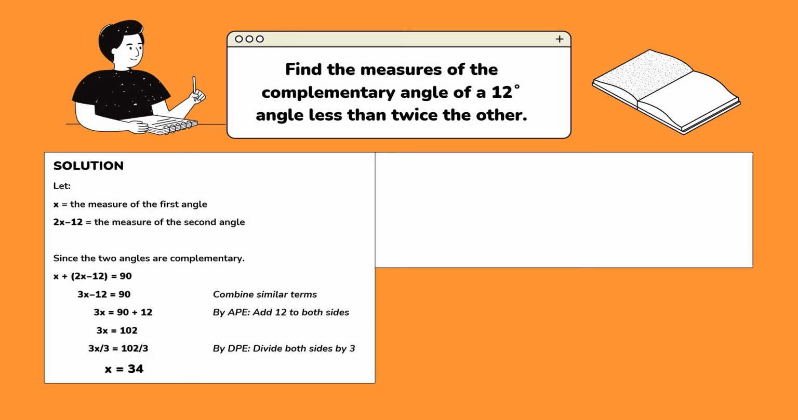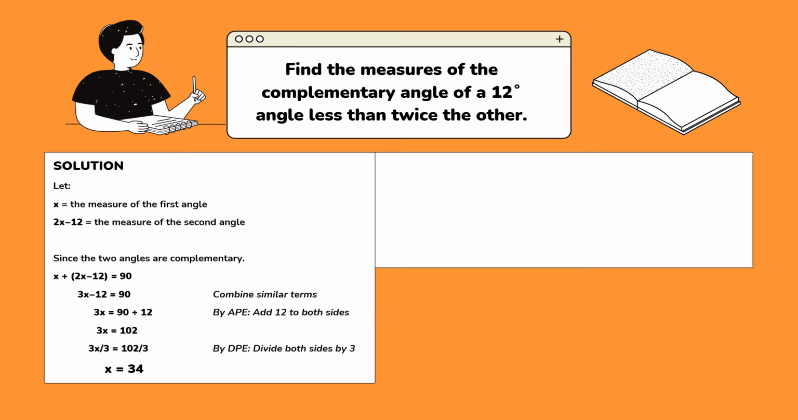For the solution, let x be the measure of the first angle, okay? Then 2x minus 12 be the measure of the second angle. Now since these two angles are complementary, it should be equal to 90 degrees. Okay, the working equation that we're going to have will be x, the measure of first angle, plus quantity 2x minus 12, which is the measure of the second angle, equals 90.